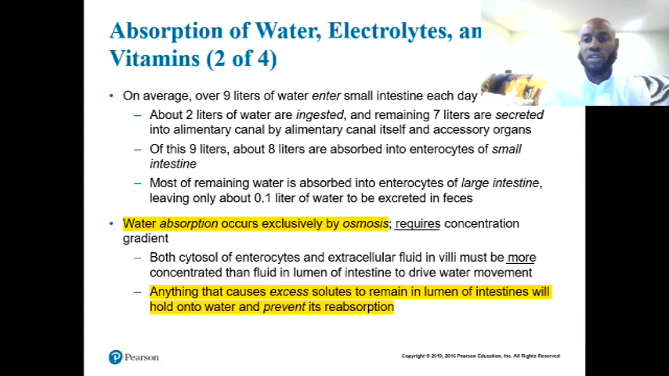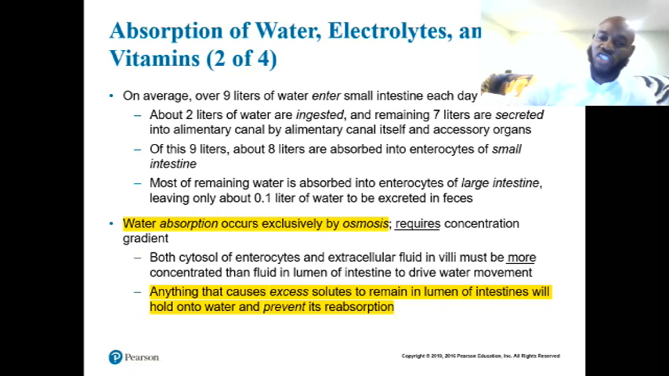And so why do they say drink water? Over 9 liters of water enter the small intestines each day. 2 liters of water are ingested. That's what we're supposed to drink. The remaining 7 liters are secreted into the alimentary canal by the alimentary canal itself and accessory organs. Of this 9 liters, 8 liters are absorbed into enterocytes. The remaining water is absorbed into enterocytes of the large intestines, leaving only about 0.1 liters of water to be excreted in your feces. That keeps your feces a little bit moist.